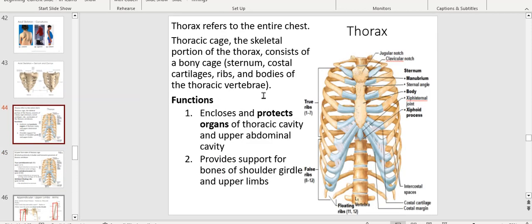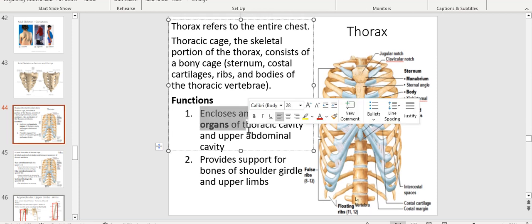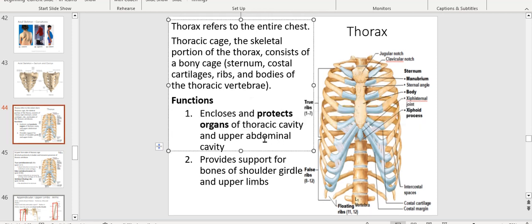Thorax refers to the entire chest. The thoracic cage, the skeletal portion of the thorax, consists of a bony cage: sternum, costal cartilage, ribs, and the thoracic vertebrae. Basically, just there to protect the organs and all the good stuff inside, because that's where all the good stuff is. Provide support there for bones and shoulders there. Okay, there's your sternum there, manubrium.